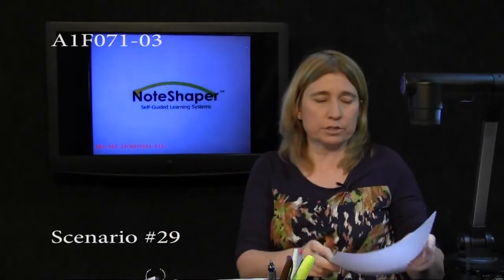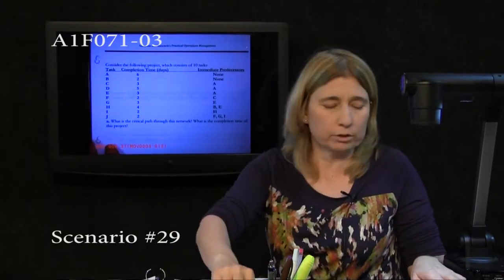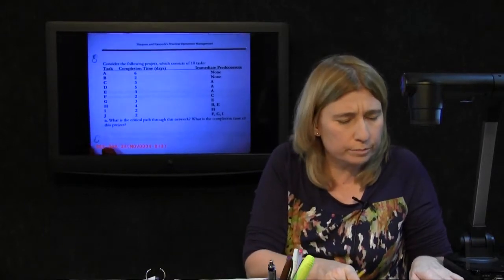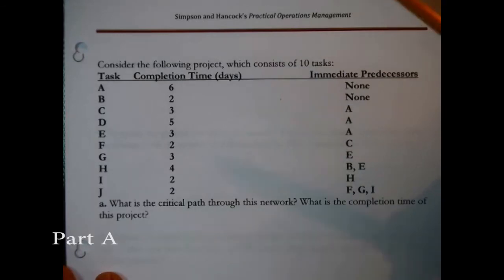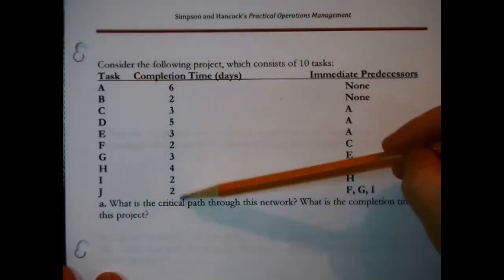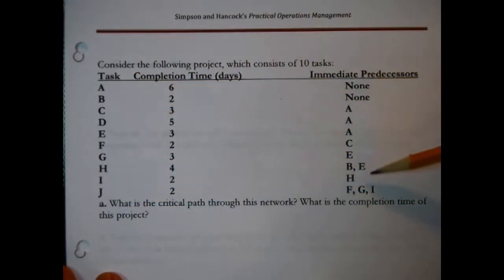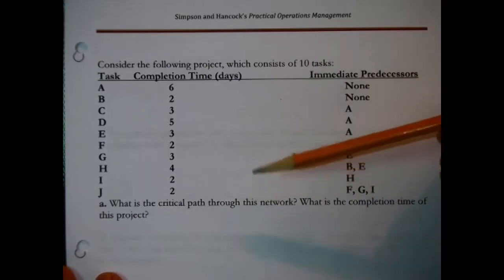Analyzing a CPM problem relies on drawing a network. This particular scenario is a good example of that. Let's take a look. Considering the following project, which consists of 10 tasks. There's a list of 10 tasks, how long each will take, and their immediate predecessors. And then right away, we start with questions.